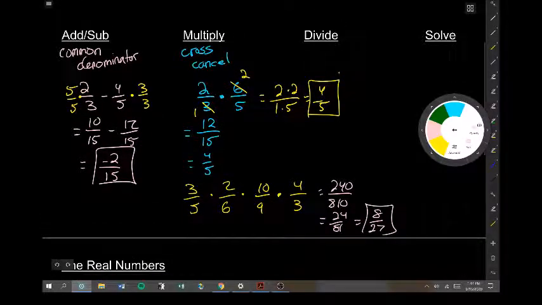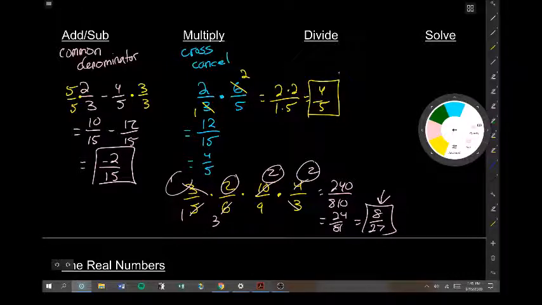But I could also recognize 10 and 5 can both divide by 5 to get 2 and 1. 3 and 3 can just cancel entirely. 4 and 6 can both divide by 2 to get 2 and 3. And then nothing else can cancel. And I have 1 times 2 times 2 times 2 times 2, which is 8. 1 times 3 times 9 times 1, which is 27. I have it that way also.